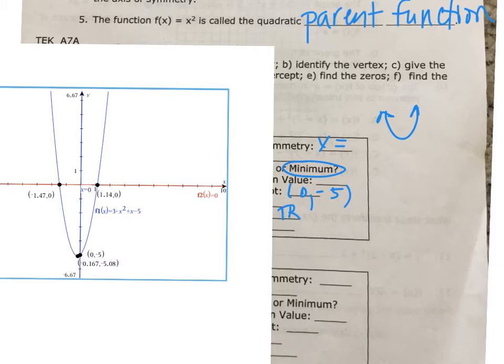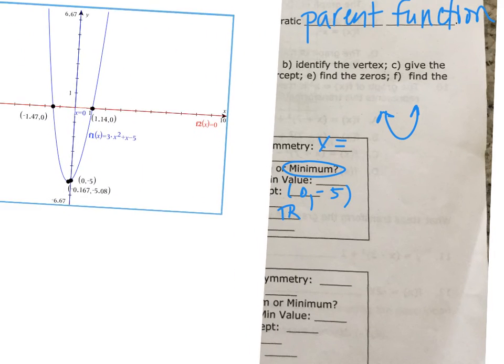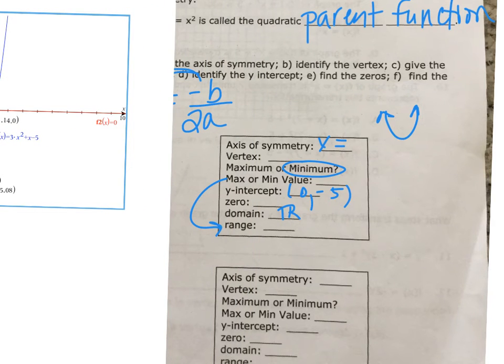A lot of y'all didn't tell me both points on the key attributes. There are 2 zeros for this function because it crosses the x-axis twice. Now, don't round these, just write them down like they are. So, let me move that.